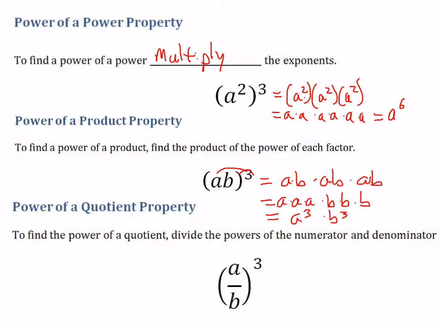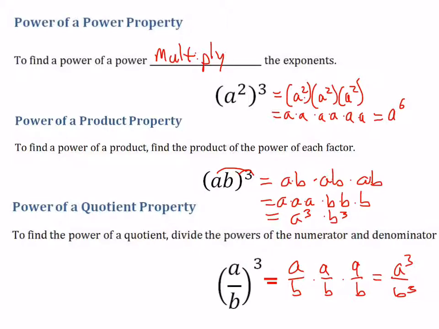What if we have the quotient, a power of a quotient? Quotient means divide. Well, this is a over b to the 3rd power, so a over b times a over b times a over b. Well, on top we have a times a times a, that's just a to the 3rd. On the bottom we got b times b times b, that's just b to the 3rd. So we see that here the power affects both of these. So we divide the powers of the numerator and the denominator. So a to the 3rd power over b to the 3rd power. In other words, that exponent gets applied to both.